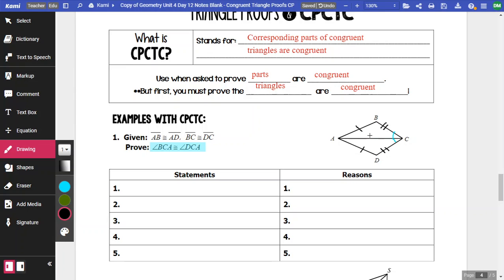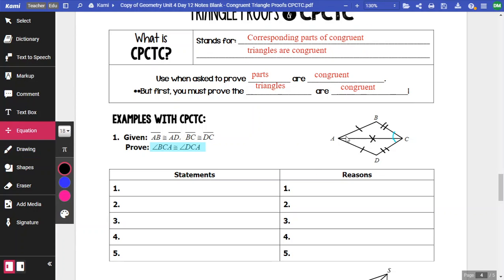But then we can notice that we do have this reflexive side here, and we have a side-side-side proof. These two triangles are congruent by side-side-side. And we can say actually that triangle ABC is congruent to triangle ADC. And what that means is that these two angles have to be congruent because all of the corresponding parts of the triangles are congruent. So if we can prove that these two triangles are congruent, then these two angles also have to be congruent. So it's just adding one more step, and we've already got the side-side-side right here.